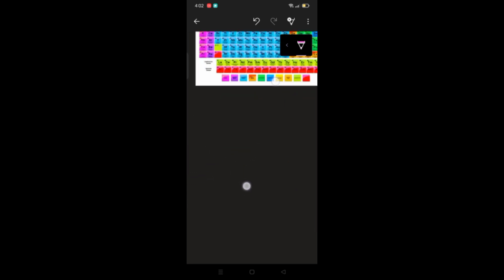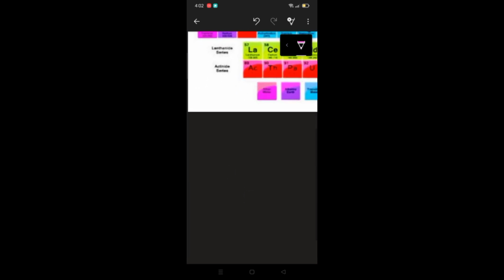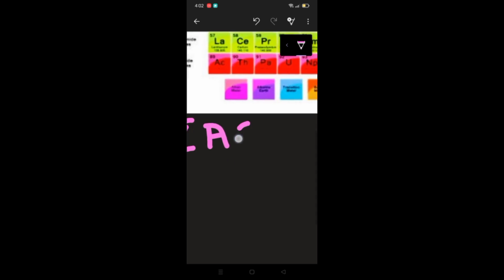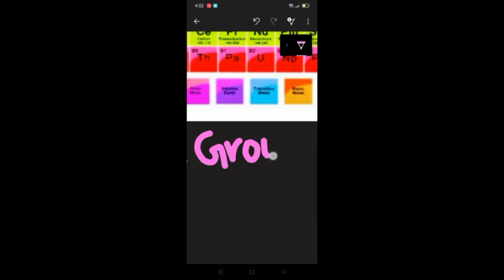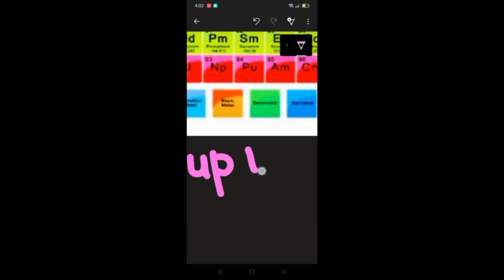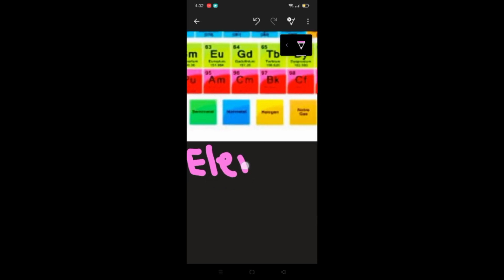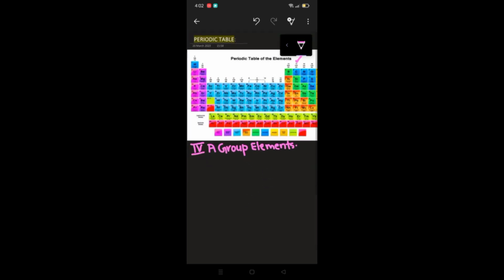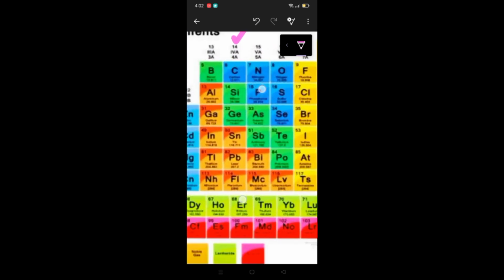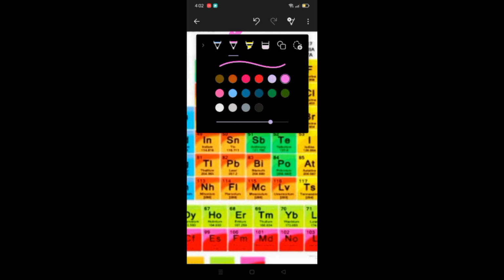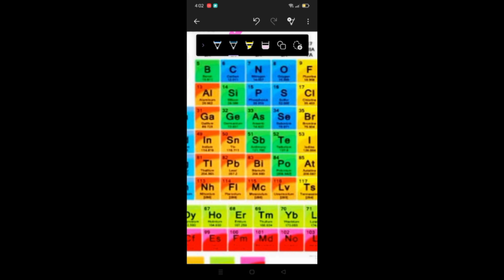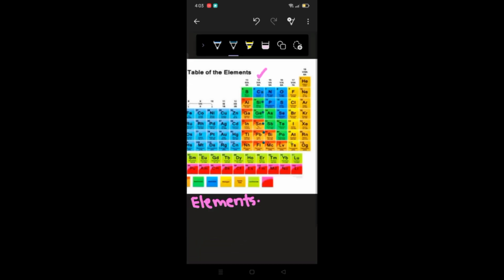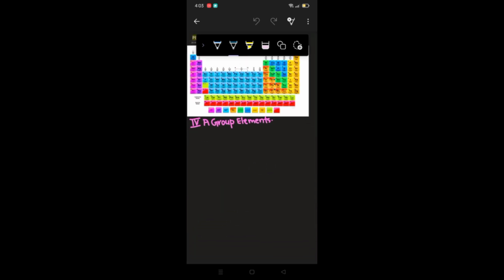So here let me write it down. This is the fourth A group elements. First of all we should look at the periods, how many periods we have in the fourth A group. So let me count it down. How many groups do we have? We have 1, 2, 3, 4, 5, 6. So how many periods do we have? We have 6 periods.